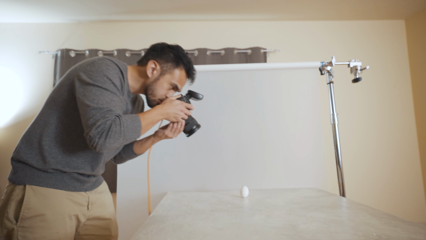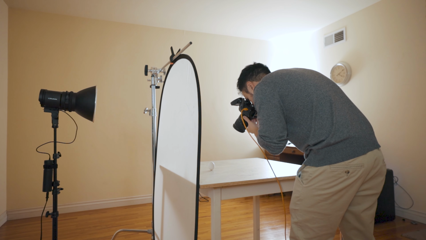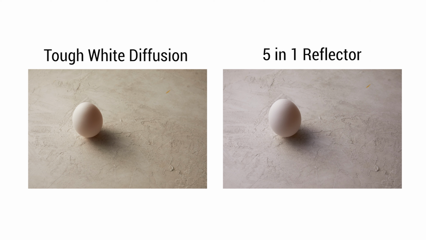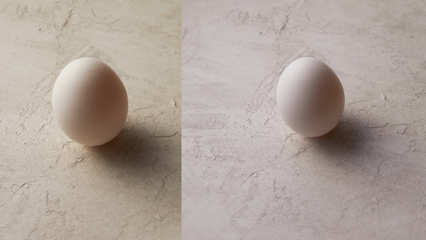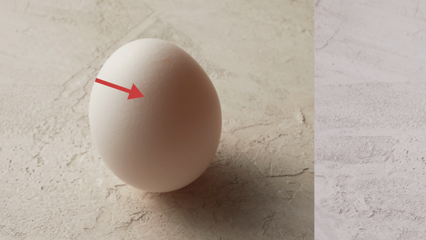All right, now let's compare the tough white diffusion versus the 5-in-1 reflector. So I didn't see much of a difference in terms of the shadows that these casted. But then I looked at the egg itself, and I noticed that the light gradients on them were different. The tough white diffusion created a wider range gradient from highlight to shadow. As you can see, the bright part of the egg is really bright and constantly shifts its tone into dark shadow as you move from left to right.